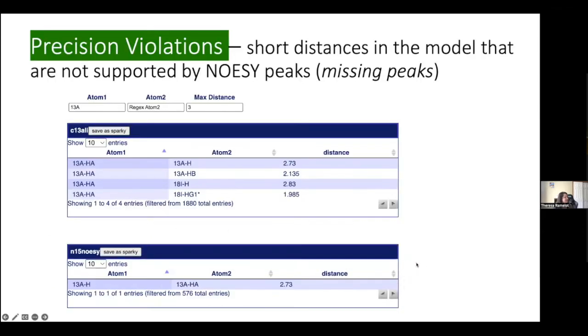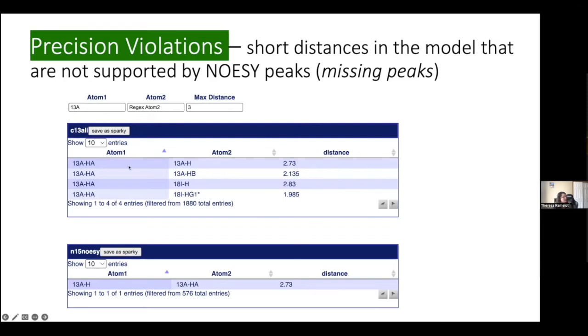So when you click on the precision violations, you can give it a residue, or you can look at all of them, and you can give it a distance. Basically we're looking for short distances in the model that have no NOESY peaks, so we're missing the peaks. And why are we missing the peaks? In this example, I said 13A and less than 3 angstroms, and it came up with these peaks from the carbon NOESY aliphatic.